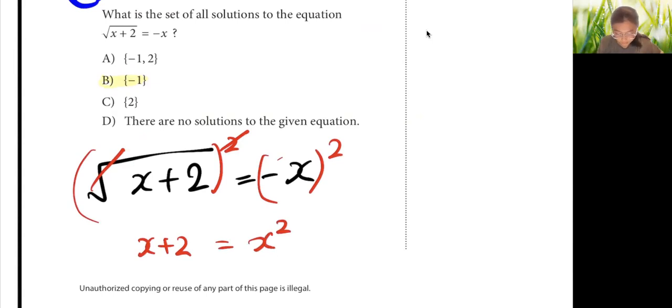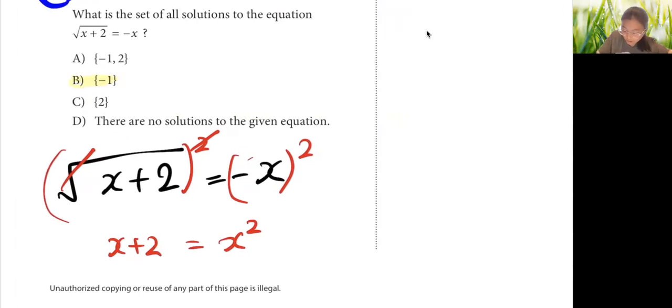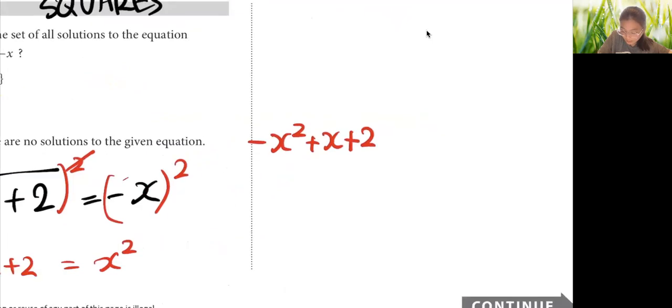And you might be like, what should I do now? Well, to find x, most of the time you need to set it equal to 0. So that's what we're going to do. We're going to subtract both sides by x squared. What that does is give negative x squared plus x plus 2 equals 0, right? We want that 0 there. But then I'm kind of uncomfortable with x squared having a negative in front of it.